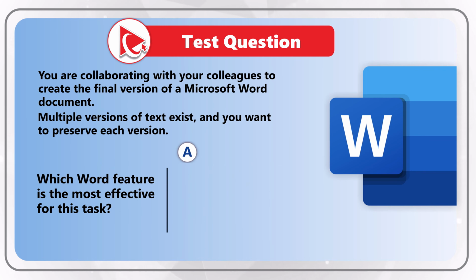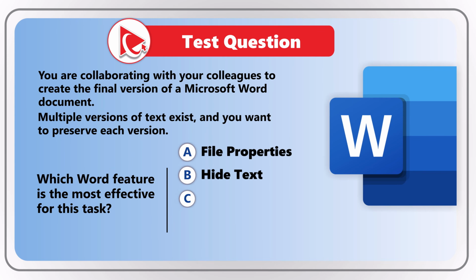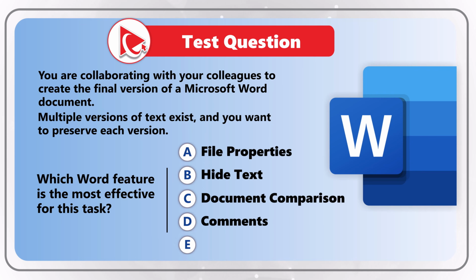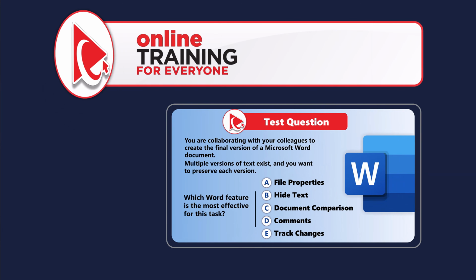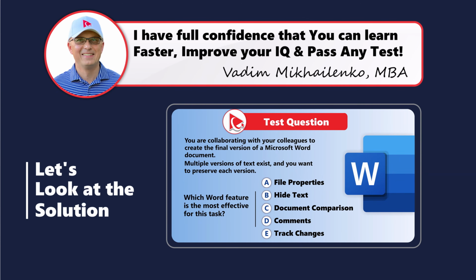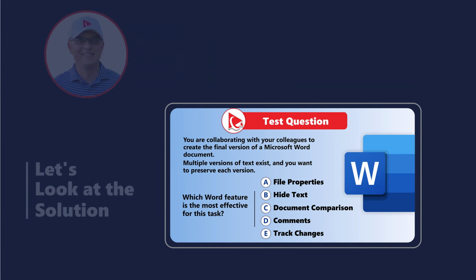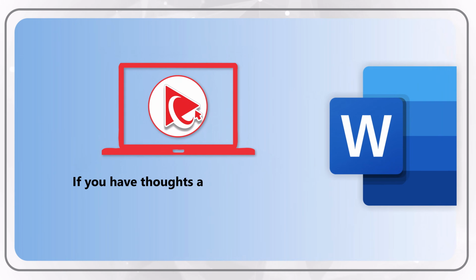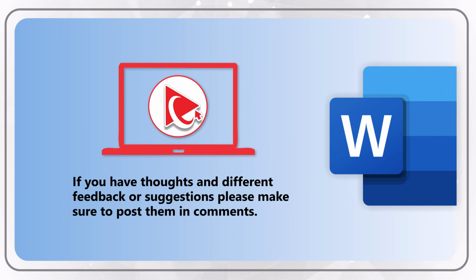Choice A, File Properties. Choice B, Hide Text. Choice C, Document Comparison. Choice D, Comments. And last but not least, choice E, Track Changes. Take a close look to see if you can answer this question. I think I know what my answer is going to be, so I'm moving forward to share with you my version of the solution. And obviously, if you have thoughts or different feedback or suggestions, please make sure to post them in comments.